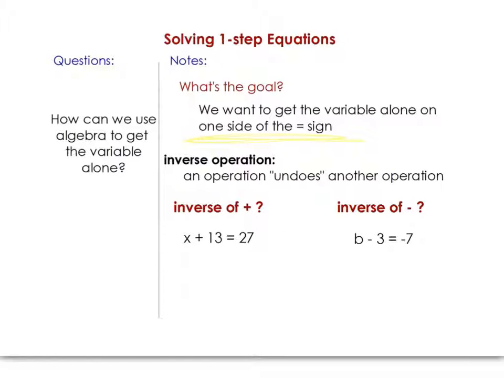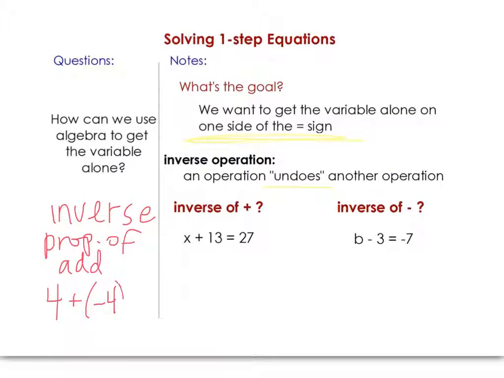So I have what's called inverse operations. What an inverse operation does is it undoes another operation. We've talked about the inverse property of addition. The inverse property of addition would be if I had 4 and I add a -4 to give me 0. That's the inverse of addition. The inverse of addition would be to add a -4.